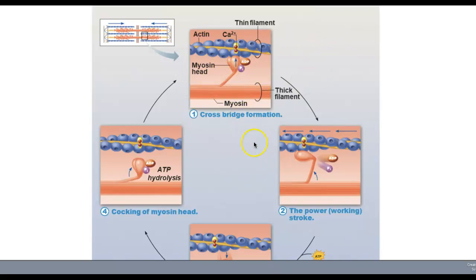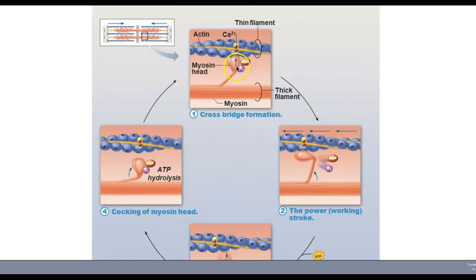Our textbook calls this cross-bridge formation. So what they're talking about is the myosin heads are able to reach out and bind to actin molecules, and this forms a temporary cross bridge between the thick filament and the thin filament. In order to reach out and bind, myosin has to be energized, and the energy driving the cross-bridge formation has come from the hydrolysis of ATP, which has happened previously in step 4.